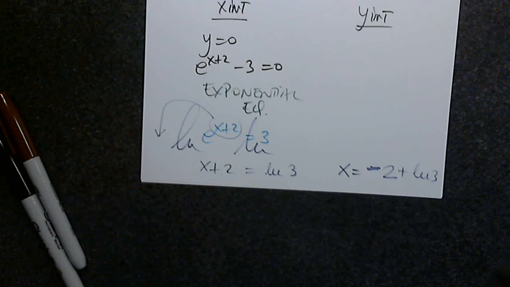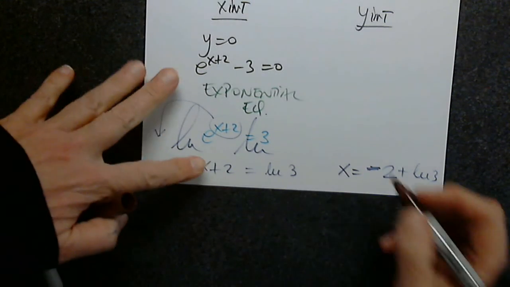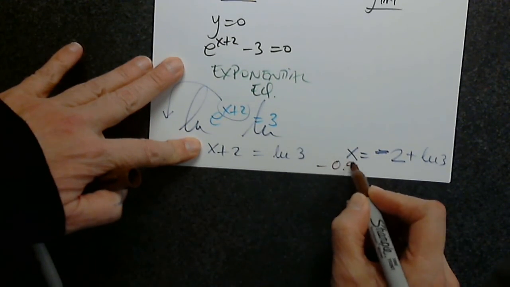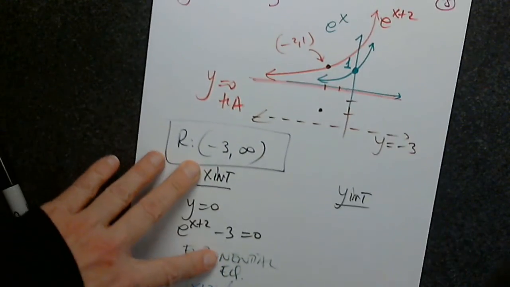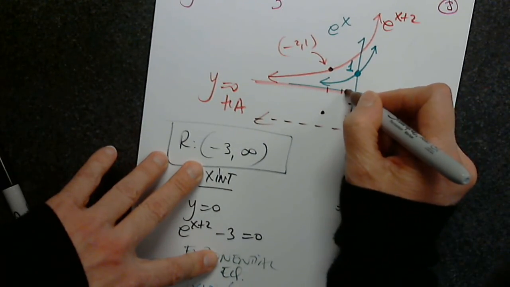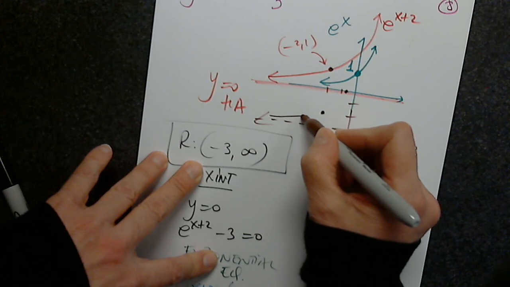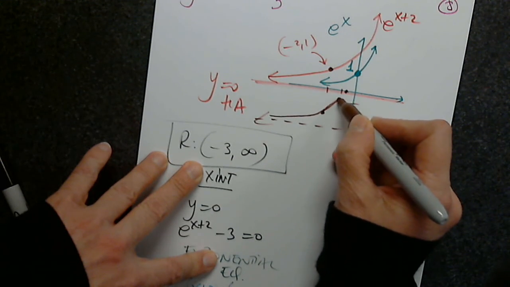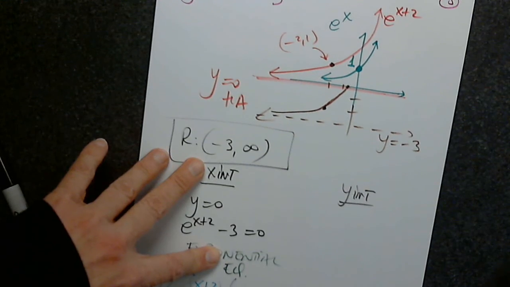I grab my calculator, or I'll show you here. So -2 plus natural log 3, and I got -0.9. Perfect. So -0.9, 0. Fine. So if it's -0.9, 0, then I know, and we'll find the other one in a minute, I know where the graph is going.